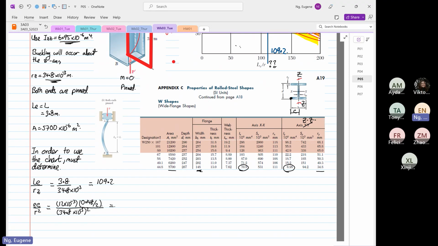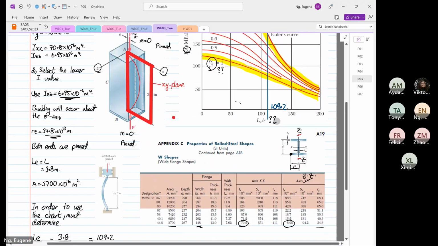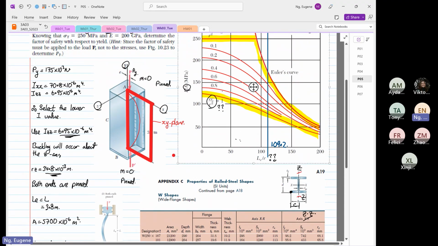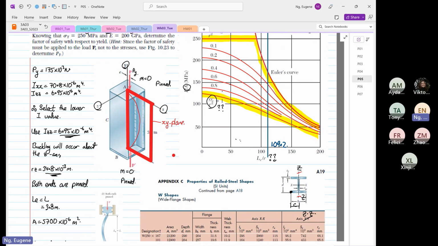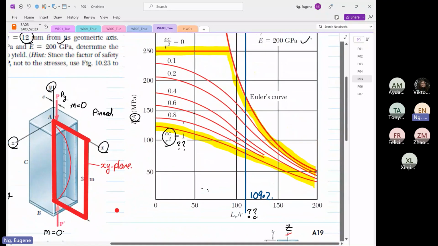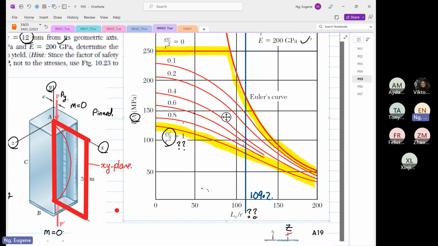Minus 3. The value is 0.733. Okay. So now we go back up. What do we have? We have 0.8, 0.6. We don't have 0.733, so 0.733 is somewhere in between. Okay, so this is an approximation. You just eyeball this 0.733.